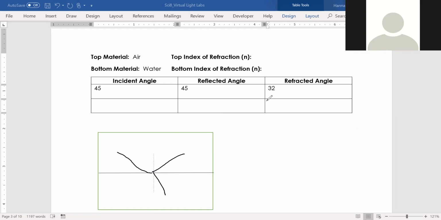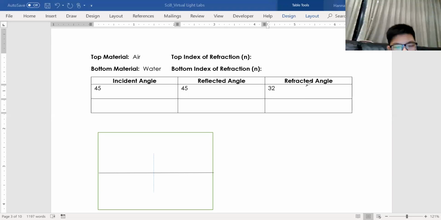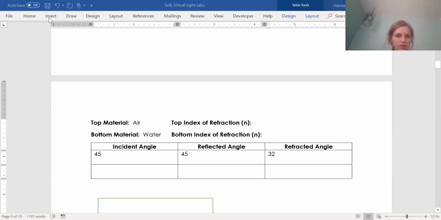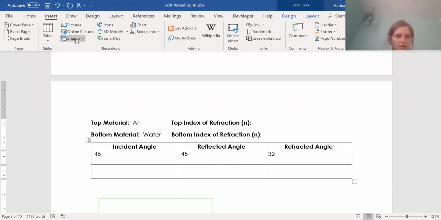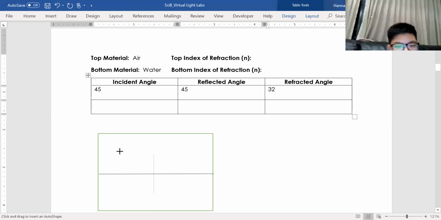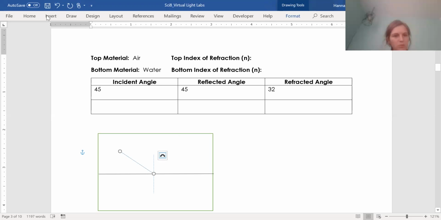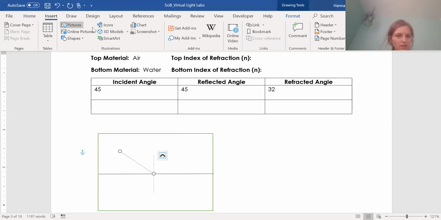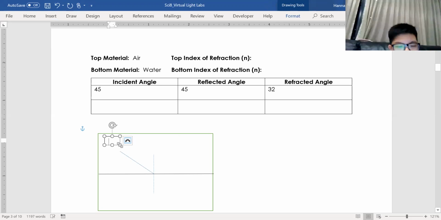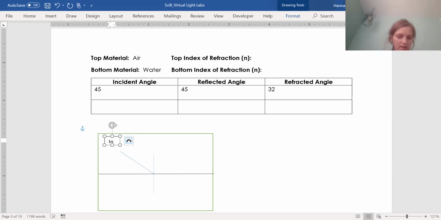Wait, what if we type it? So you can always go to Insert, and under Shapes there are lines. Oh, okay. So then you could just insert the line like that. And what about the label? Label, what I normally do is Insert, and under the first shape there's that text box. So you could say incident.